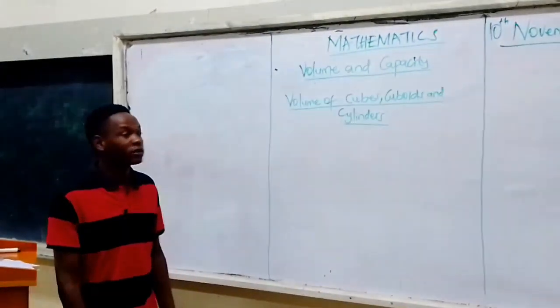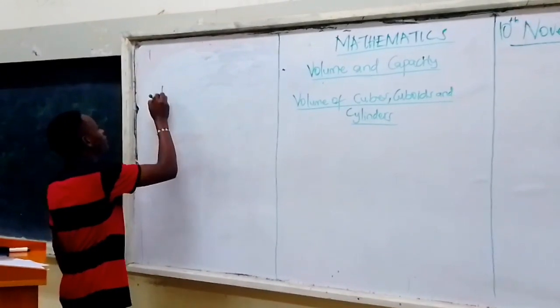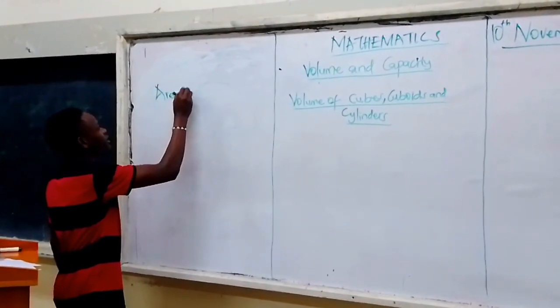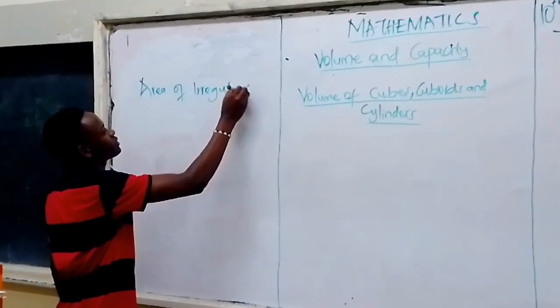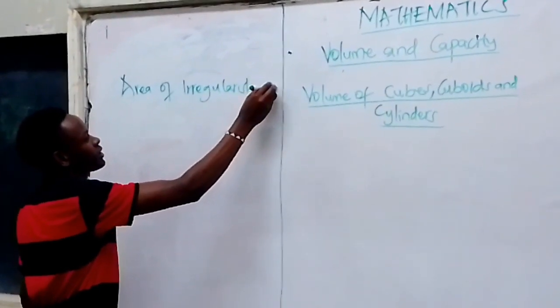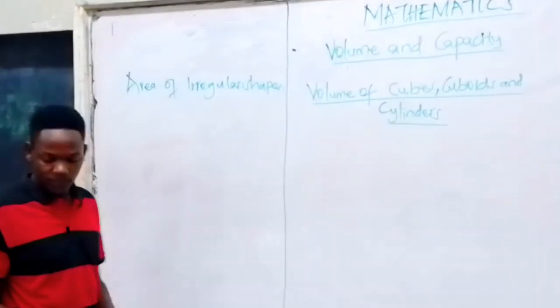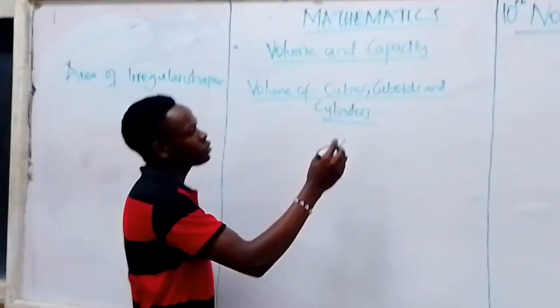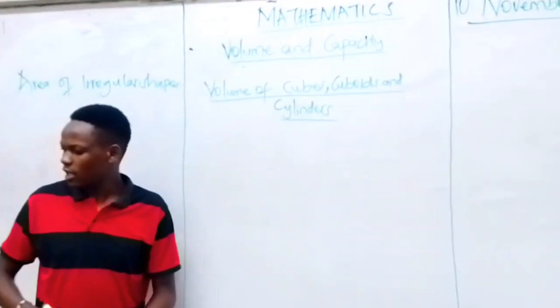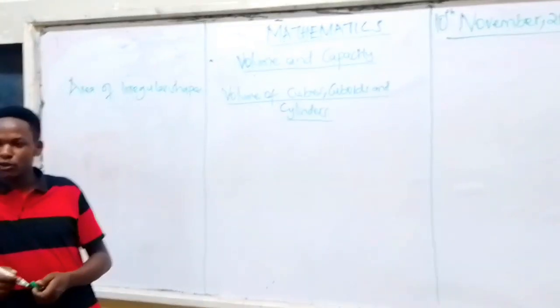In our previous lesson, we learned about area of regular shapes. So today, we are going to learn about the volume of cubes, cuboids, and cylinders. Learners, what do you understand by the term volume?